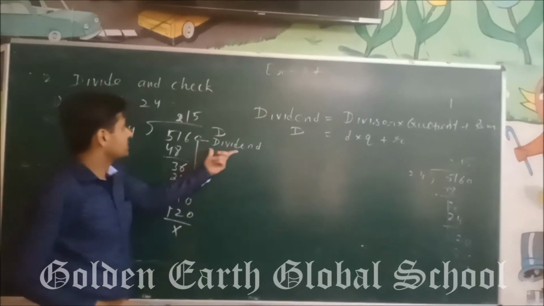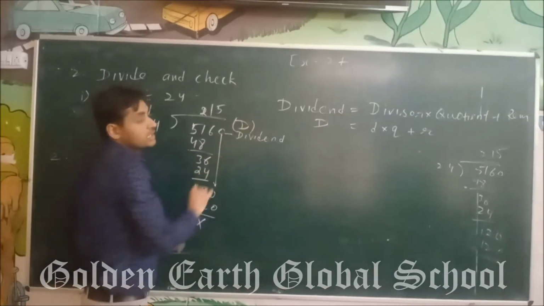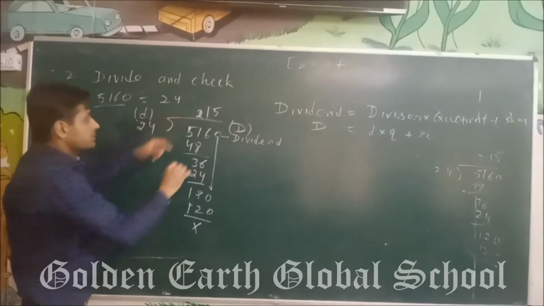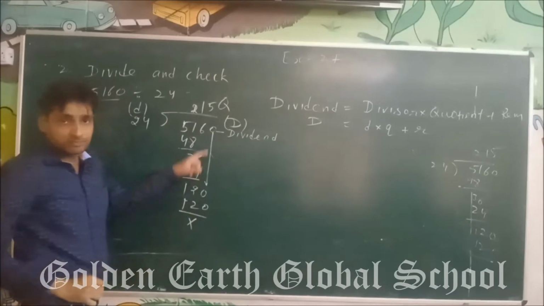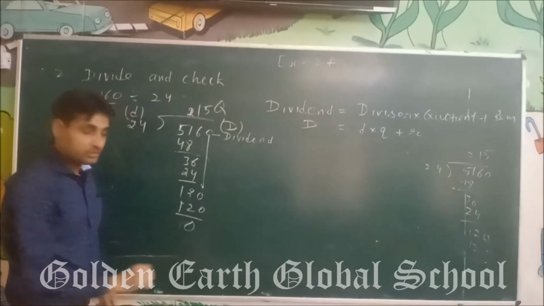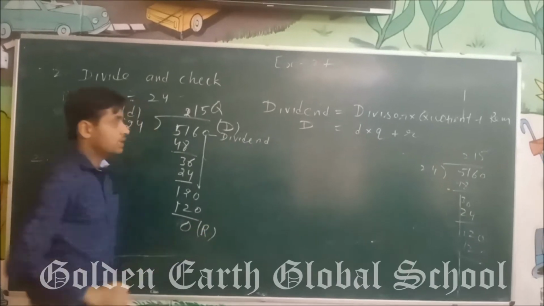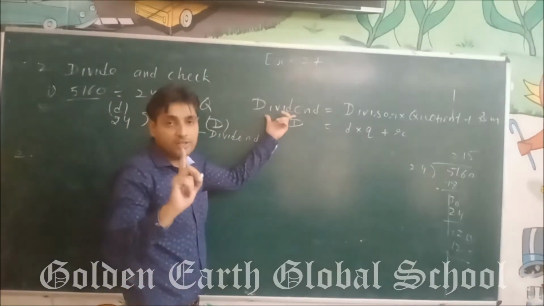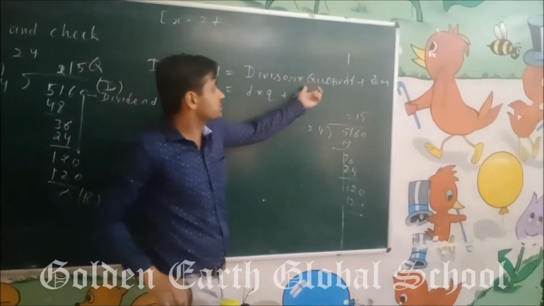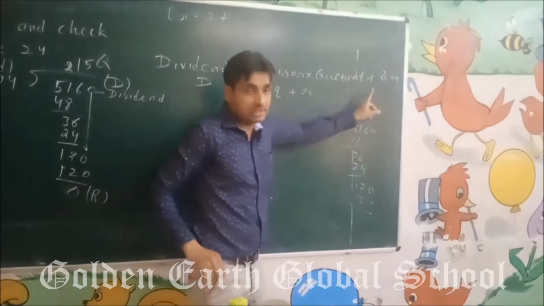So you know that this is the dividend, you can write capital D. This is the divisor, small d. This is the quotient, you can write Q, and the remainder is 0. Okay, so how will you check? There is only one formula in this exercise: dividend equals divisor multiplied by quotient plus remainder.